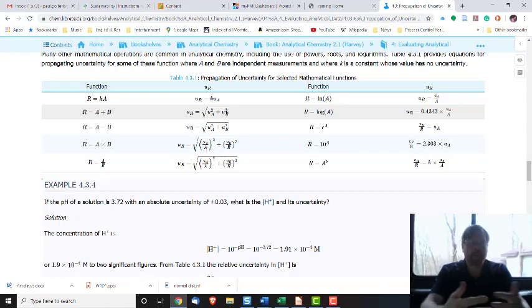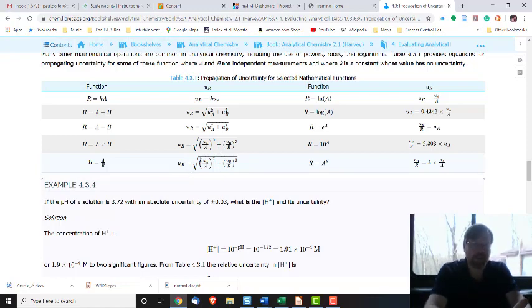So, for example, in my molarity calculation, if A is my concentration, A is my moles of solute, and B is my volume of solution, I have the uncertainty in my moles divided by the value for number of moles, and then I've got my uncertainty in the volume divided by the magnitude of that volume of solution. Square both of those, add them up, take the square root. That's my uncertainty in my concentration.